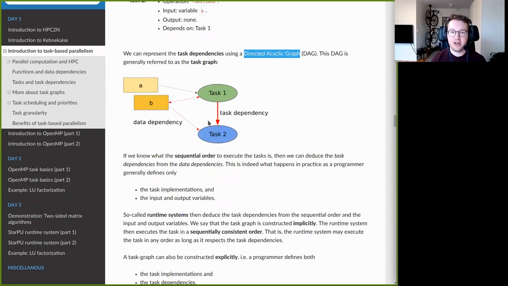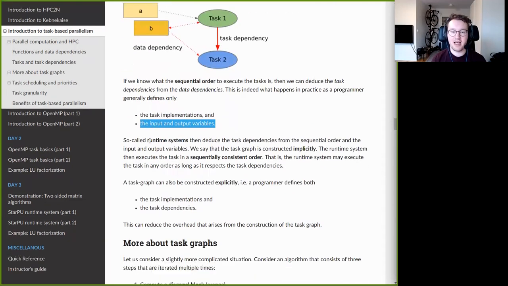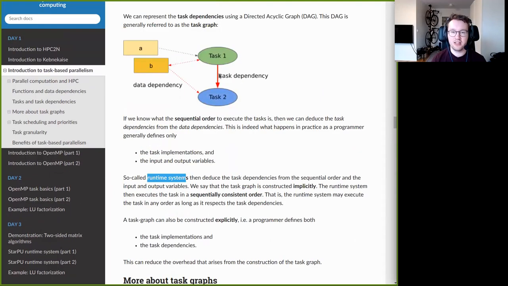And once we know this sequential order between the tasks, then we can deduce the task dependency from it. So this is indeed what happens in practice. When you're doing task-based programming, you provide the computer how each task is implemented, and then you provide what goes in as an input and what is the output of each task. And it is a system called the runtime system that will then deduce these task dependencies from the information about how each task is implemented and what sort of input and output is coming from each task.